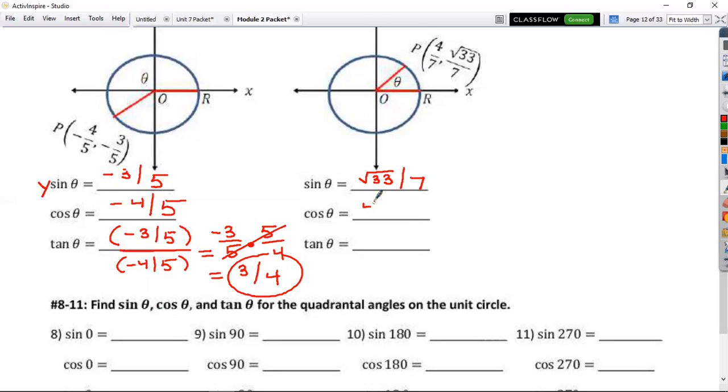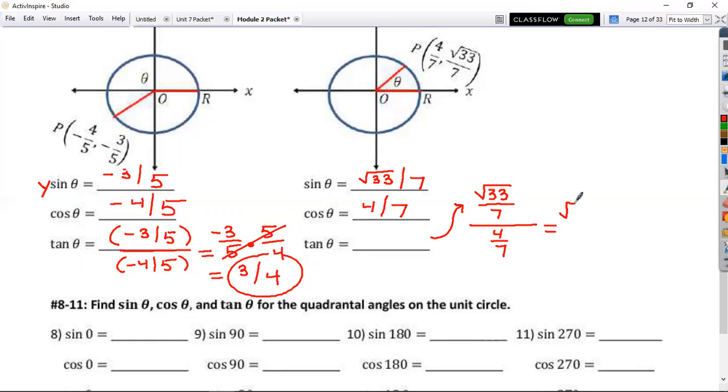Cosine is 4/7. And then tangent is equivalent to sine divided by cos. So I'm going to do that over here so I have a little bit more room this time. So I do the square root of 33/7 divided by 4/7. And then I do keep, change, flip.